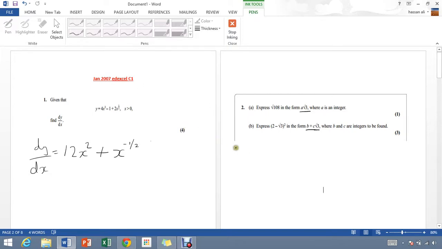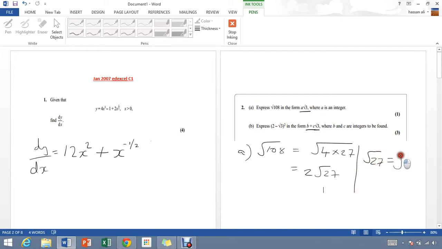So now what you can do is, for part a, root 108 will equal root 4 times root 27. Now you know you can simplify this, because root 4 will give you 2, root 27. But then how do I make root 3? If you simplify root 27, that can be written as root 9 times 3. Now root 9 is equal to 3, and that will give you 3 root 3.